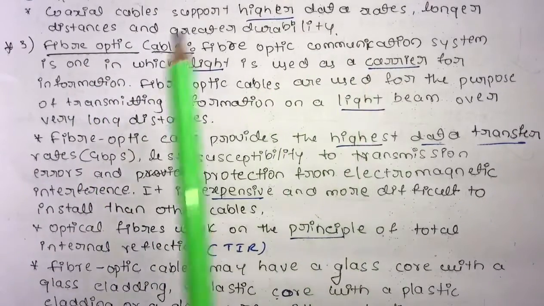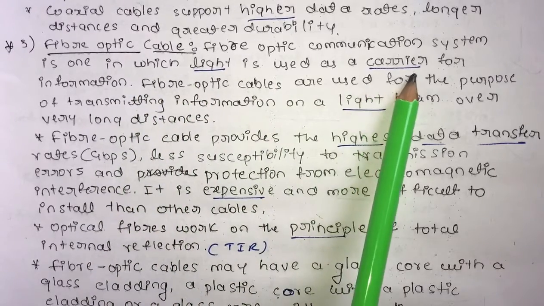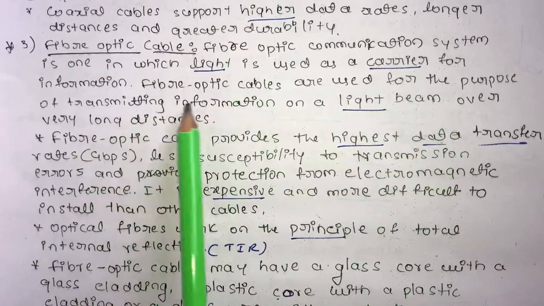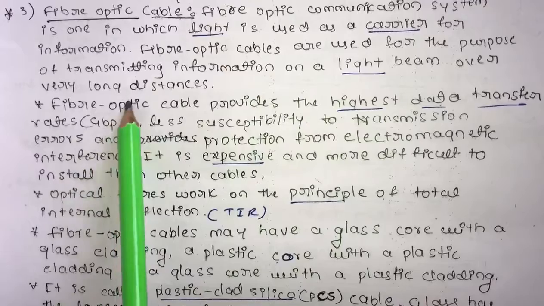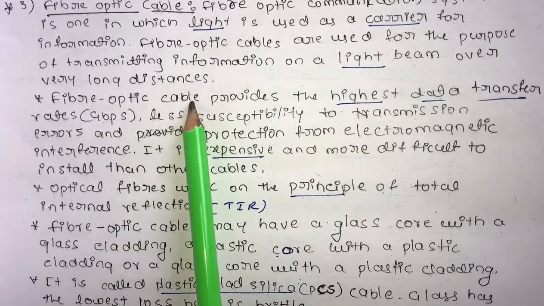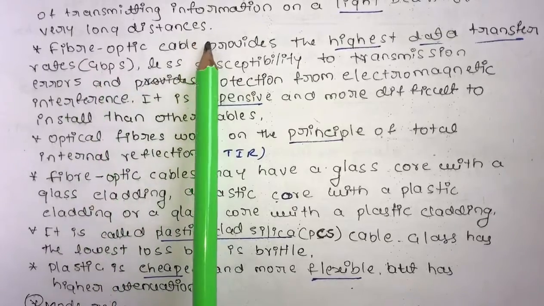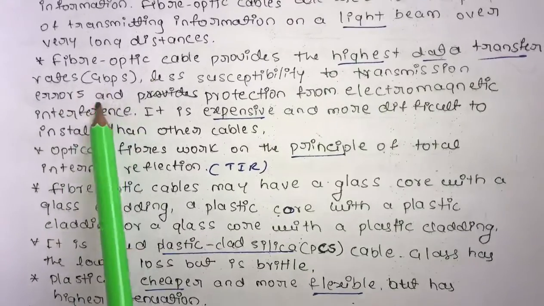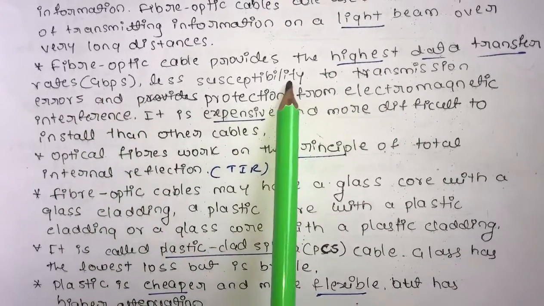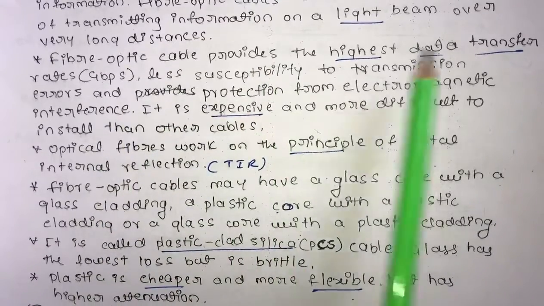A fiber optic communication system is one in which light is mainly used as a carrier for information transmission, and cables are used for transmitting information on the light beam over very long distances. So it is mainly used to send signals for long distance communication at the speed of light, and this cable provides the highest data transfer rates, that is gigabits per second, less susceptibility to transmission errors, as well as protection from electromagnetic interference.